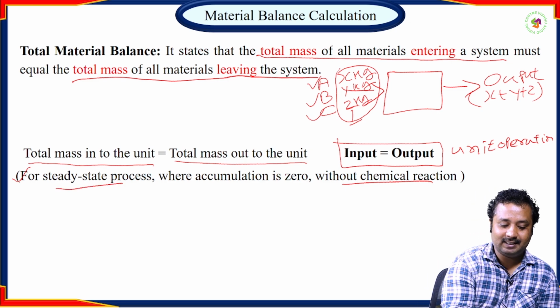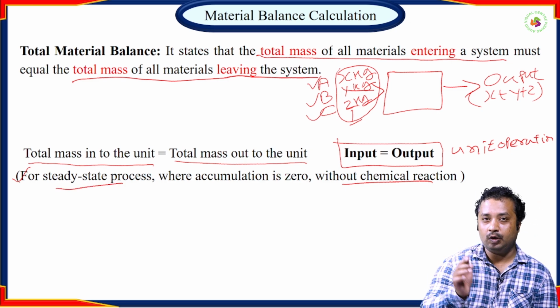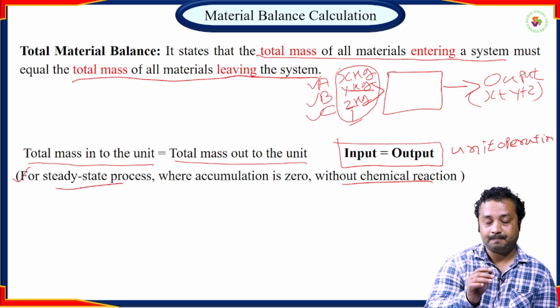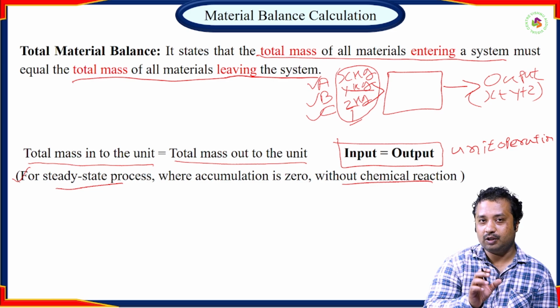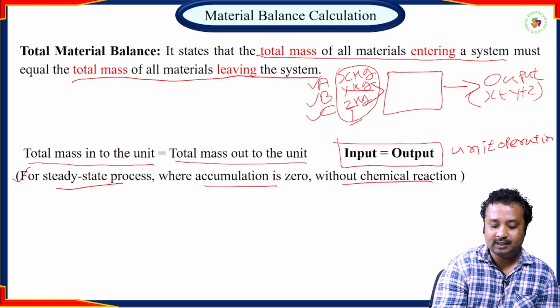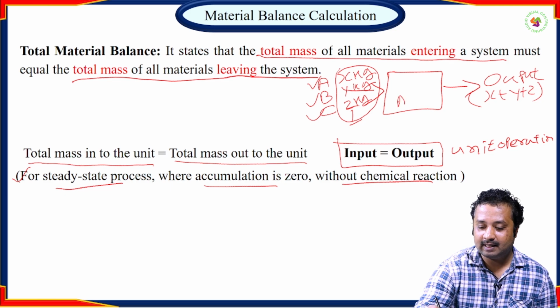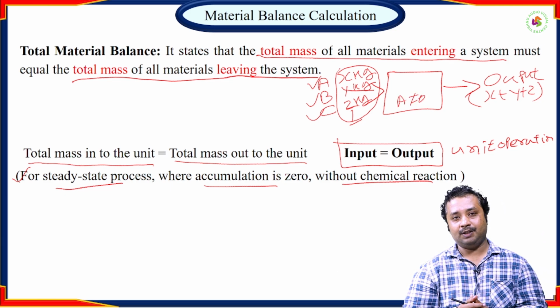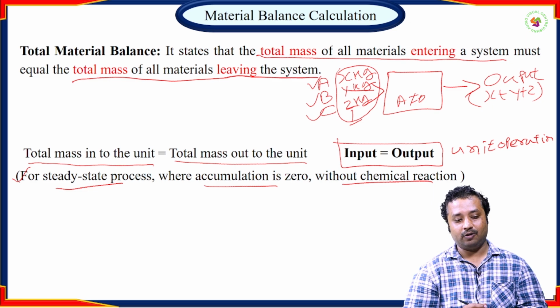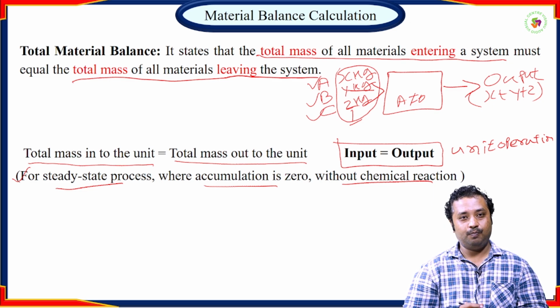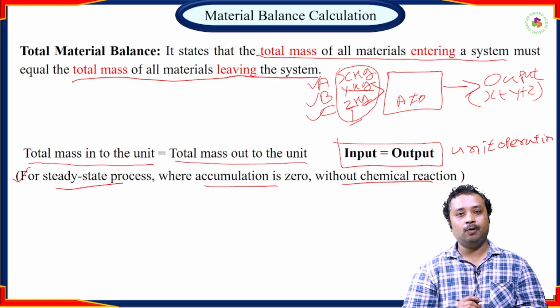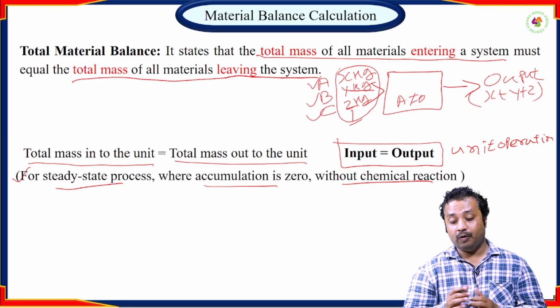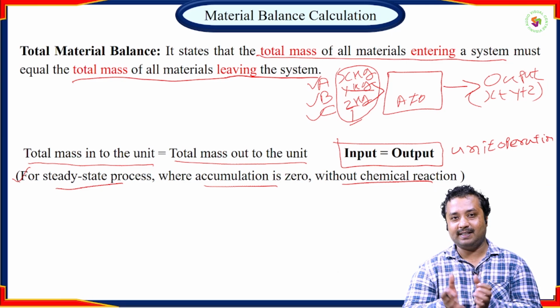Okay, it is a steady state process, meaning input rate is equal to output rate, or sorry, the properties or flow rates are not changing with respect to time, and accumulation is zero. Accumulation zero means there is no loss inside the system. In that case we can say the total material balance will be input is equal to output, and it will be an ideal condition.